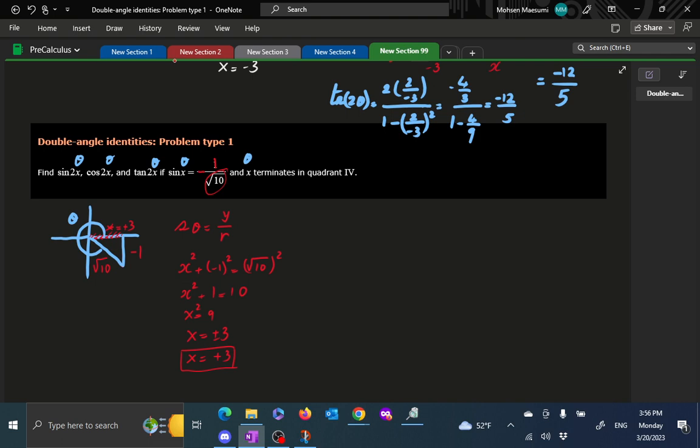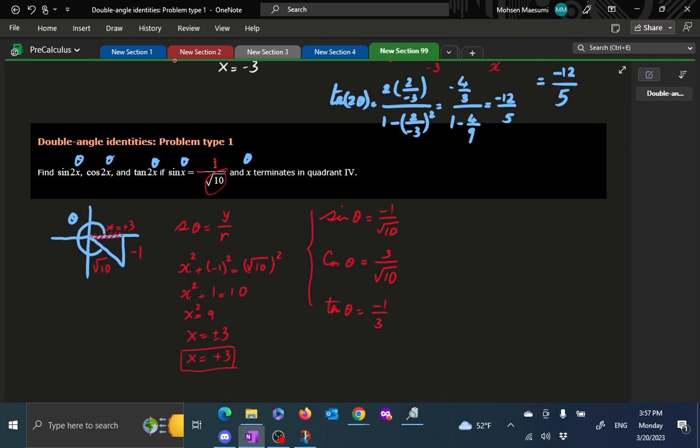Okay, what's the use of that? The use of that is I can make a list of everything. Sine of theta, y over r, is given. Cosine of theta, x over r, is 3 over radical 10. Tangent of theta is y over x. So y is -1, x is 3. So I have my 3 characters here: sine, cosine, tangent.